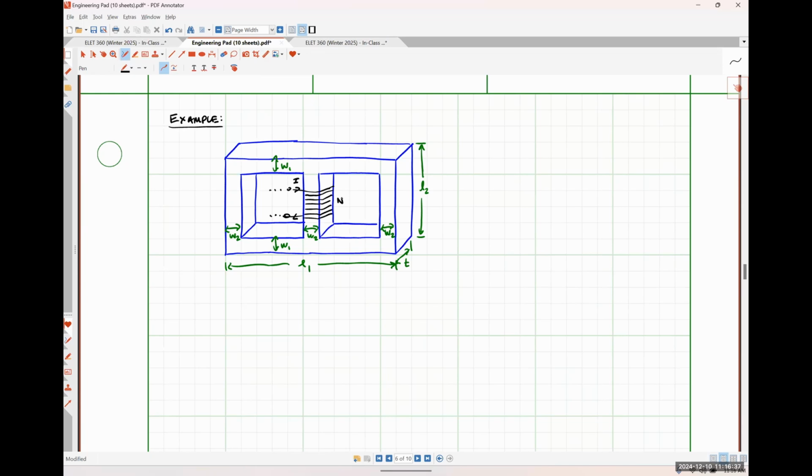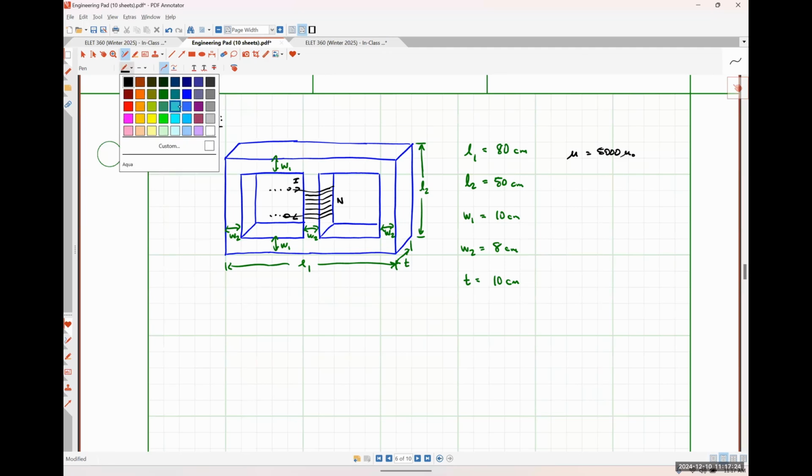so let's apply some math to this thing. Let's say that L1 is 80 centimeters. L2 is 50 centimeters. W1 is 10 centimeters. W2 is 8 centimeters. T is 10 centimeters. And for what it's worth, mu is 5,000 mu naught. Okay?